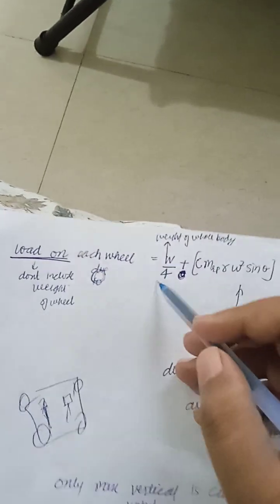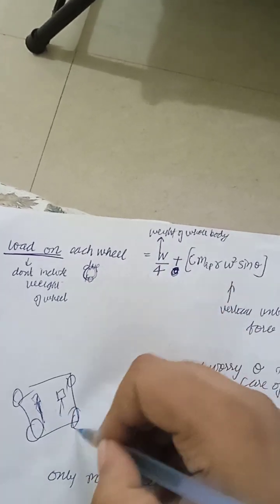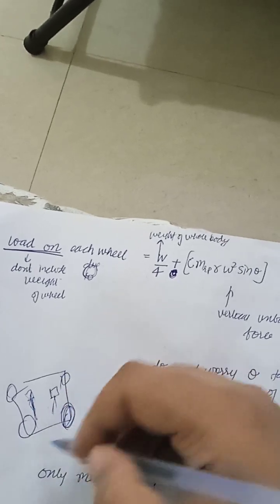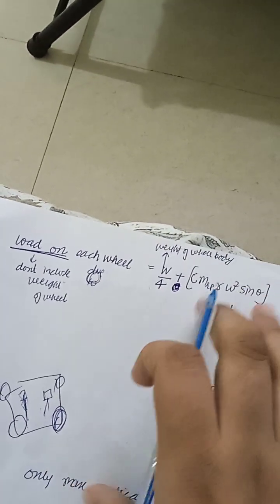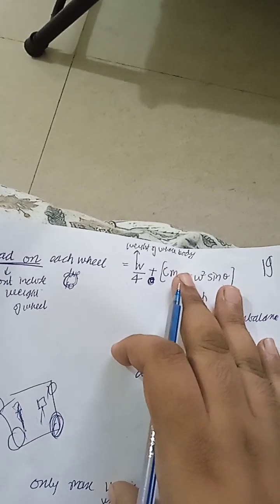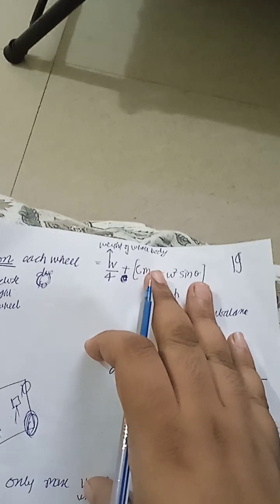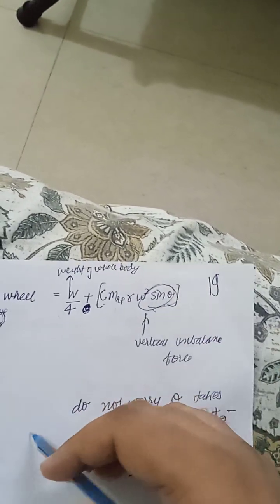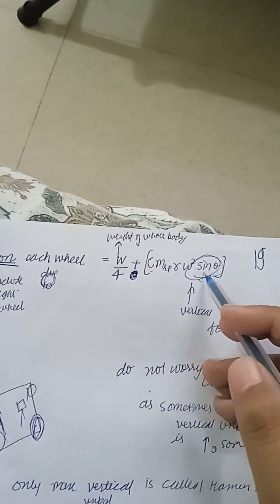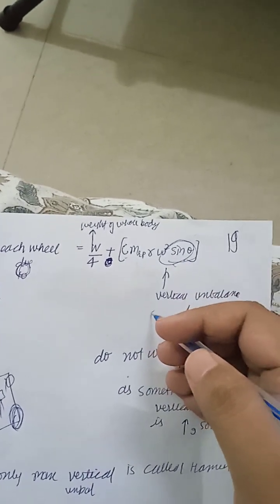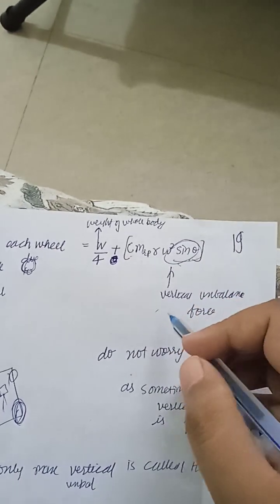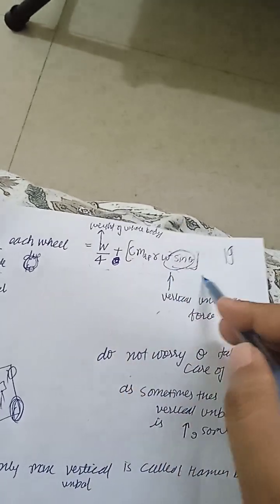So the load on each wheel is equal to W by 4 on each wheel, the weight of the whole body divided by 4, plus the hammering action, which is the maximum vertical unbalance, but here we are taking the vertical component, m r p omega squared sine theta. You can see sine theta can sometimes be positive, if theta represents the crank angle from IDC or from TDC. Inner dead center is equal to top dead center anyway.